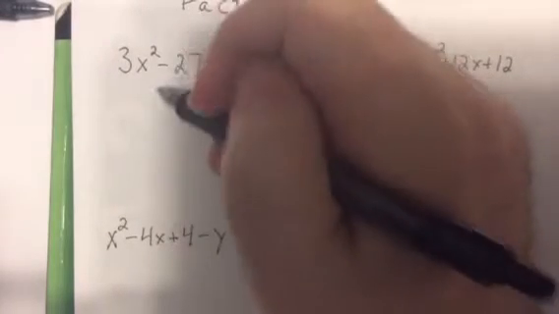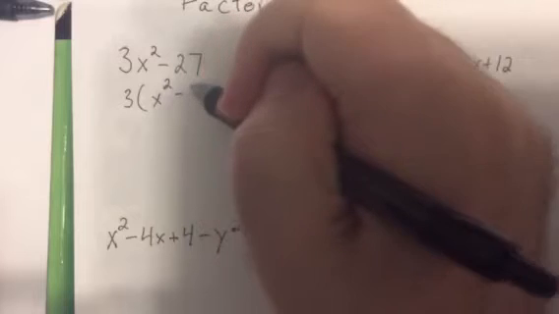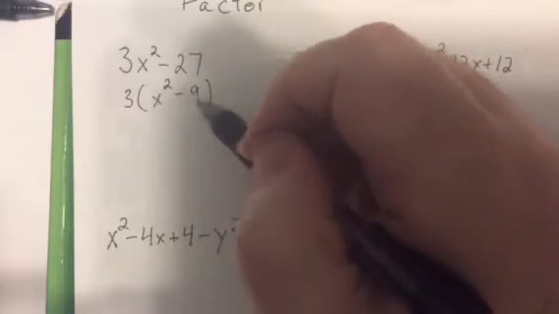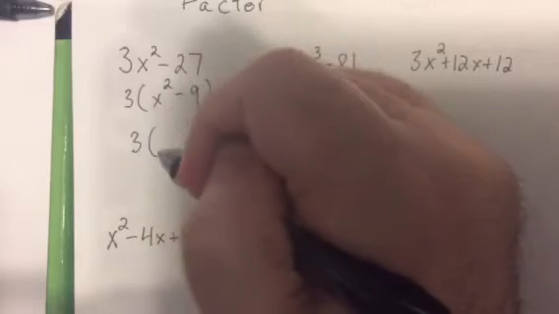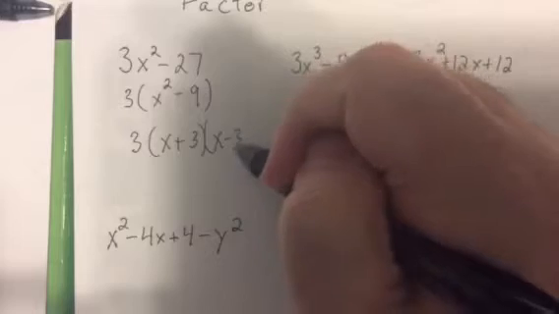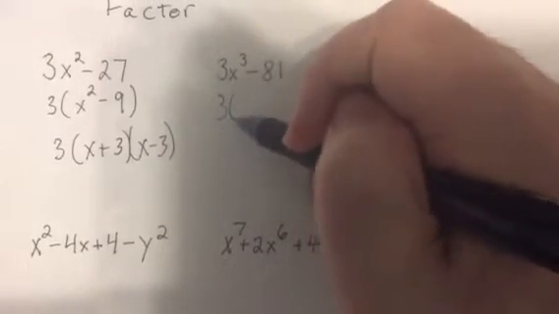Okay, good. First step of factoring is factor out the GCF. 3 is common to both. Then you look and say, hey, can I factor this? Yes, you can. It's a difference of squares. This one, same thing. Well, the 3 is common again.